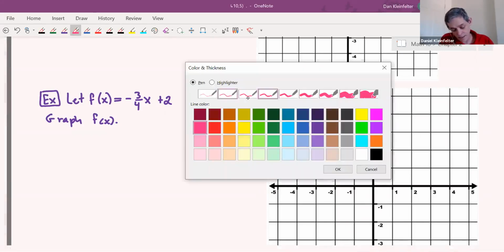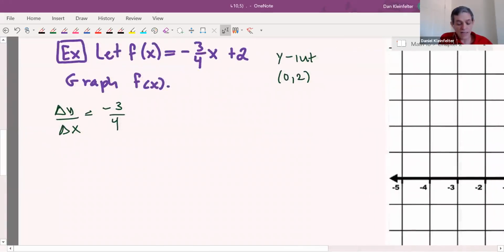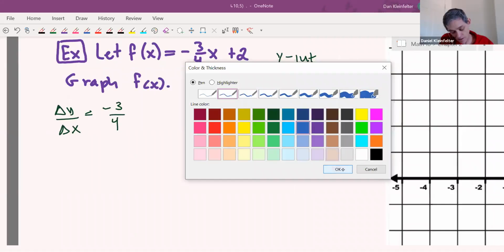So let's see how we can think about slope to help us. Remember that the slope is the change in y over the change in x. And here it's negative 3/4. So a way to interpret that is that if we increase the x value by 4, then the y value should decrease by 3. So let's see how that will look.